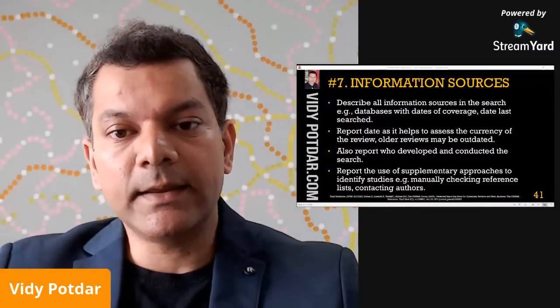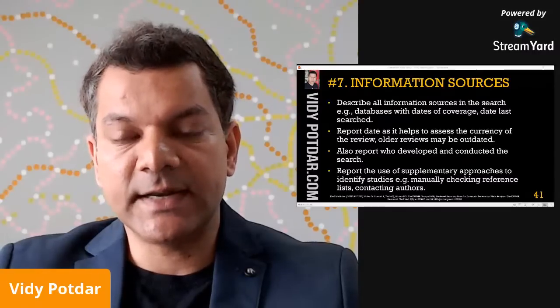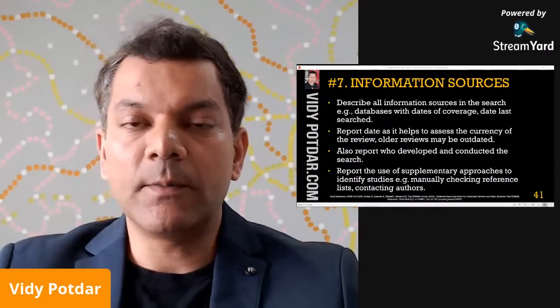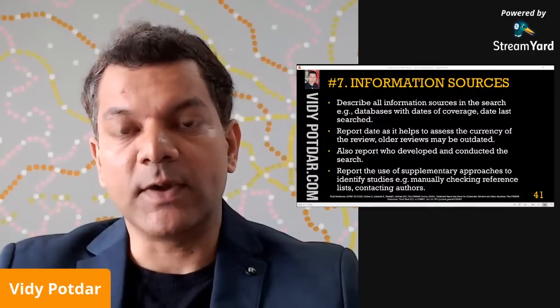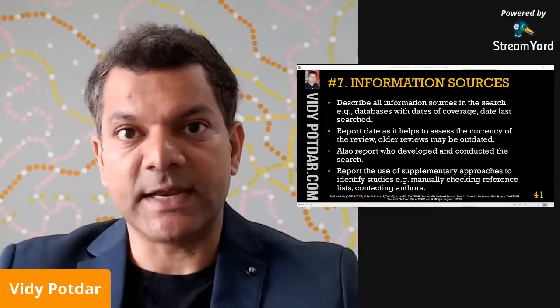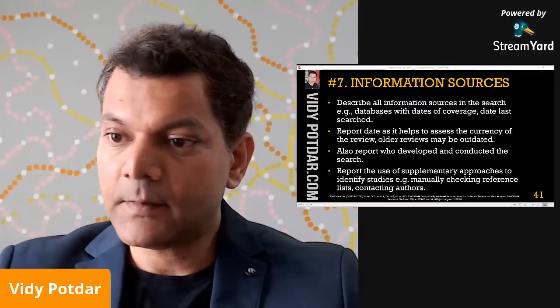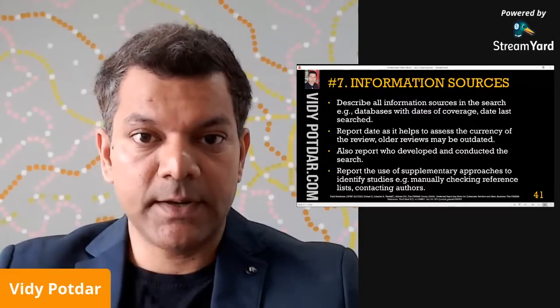Report any supplementary approaches to identify studies. For example, did you manually look for any other papers by looking at the reference lists of the papers that you have selected? Sorry, I don't have an example for that, but I think in the next section we have some examples. The next point is point 8, which is on search.